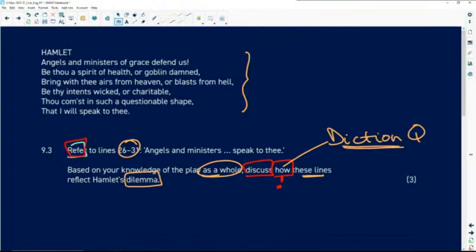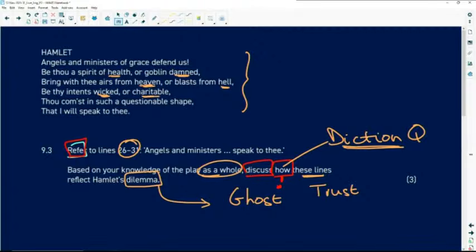Okay, so what is Hamlet's dilemma? Well, we've talked about this when we were planning the essay. So he is faced with the ghost of his father. He says, be thou a spirit of health or goblin damned. Are you coming from heaven or are you coming from hell? Are you wicked or are you charitable, friendly? So his first dilemma is he doesn't know whether to trust the ghost or not. Is this genuinely the ghost of his father, or is it an evil spirit that looks like his father? So that's the first one.